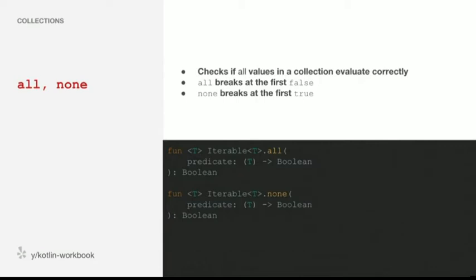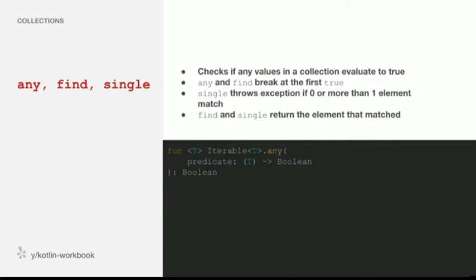The none function is the exact opposite. Every single evaluation of the block has to go to false. The first time you return true, it will return false from the evaluation block. It basically says that there is an item inside which does not evaluate to false.